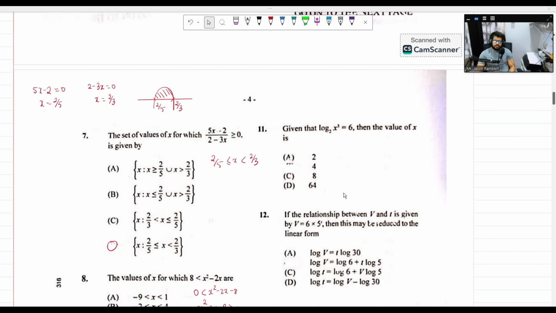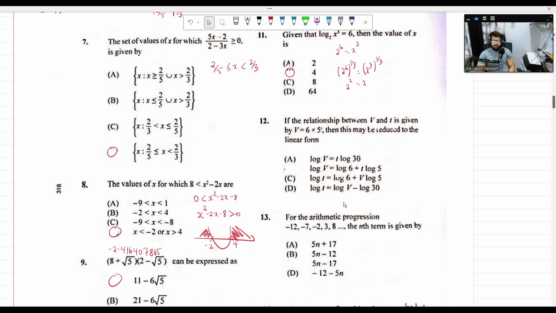Given that log of x cubed to base 2 is 6, the value of x is, alright, so I'm going to say, changing this to index form, 2 to the power 6 is equal to x cubed. If we don't know how to expand 2 to the power 6, cube rooting both sides is the same thing as raising both sides to the power of a third. 6 by a third is 2. So 2 squared is equal to x, and x is equal to 4.